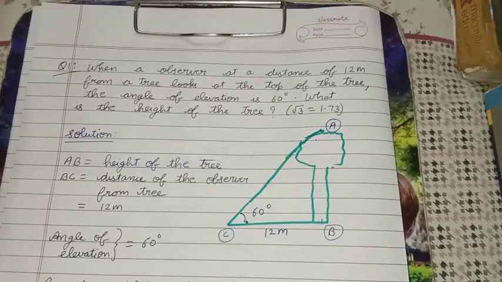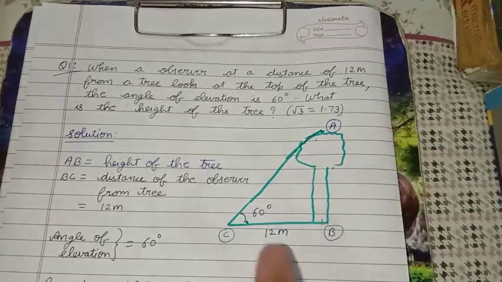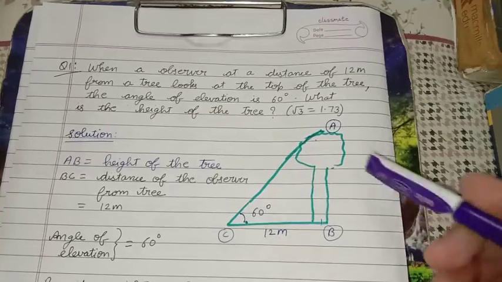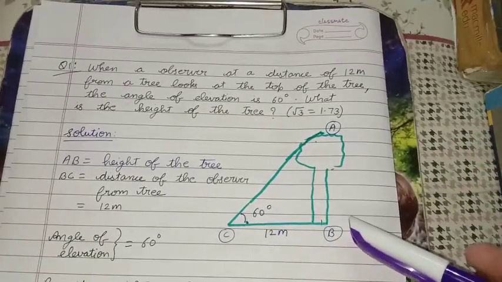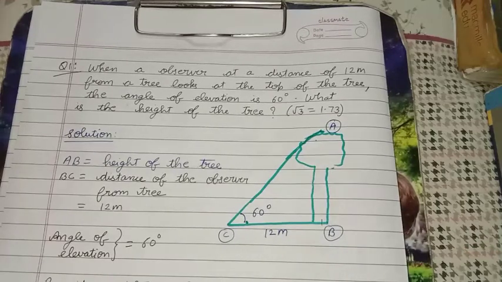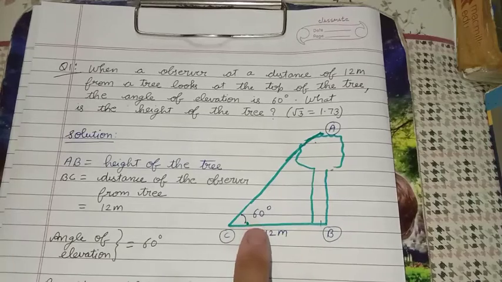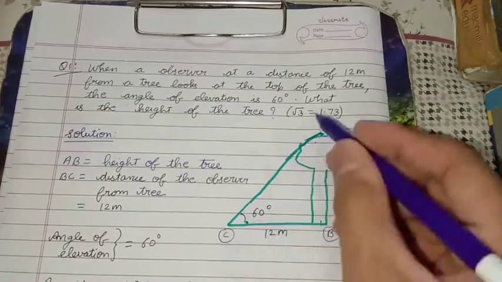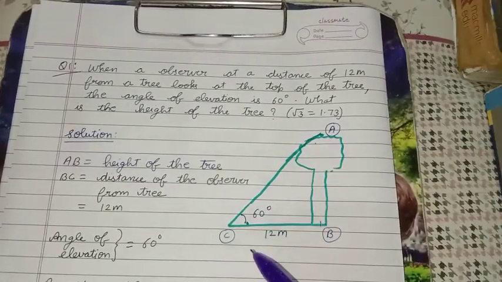Now friends, if you can see the figure properly, this is the tree, this distance is known to you, the angle is known, and you are supposed to calculate AB, that is the height of the tree. Fine. So how can I calculate the height of the tree? Do you remember the ratio tan of theta? Before that, consider it to be a right angle triangle. Okay, ABC is a right angle triangle.